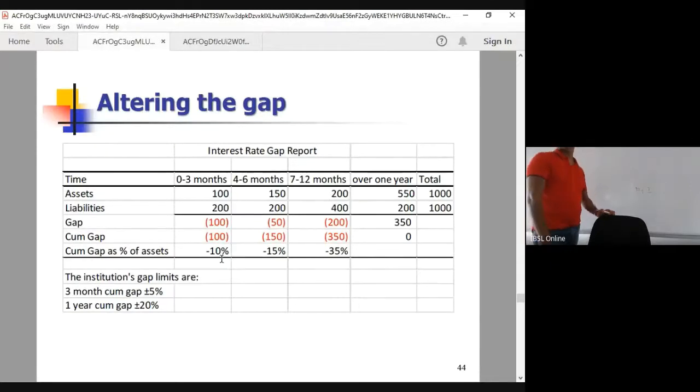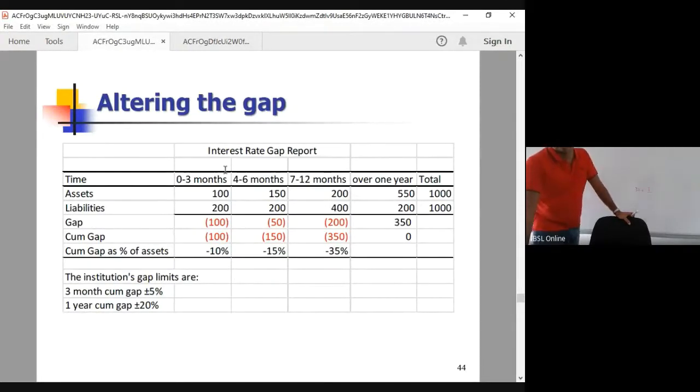Okay, that's simple enough. So the other one is about altering the gap. That's how you will slot it in based on your analysis. Now, altering the gap is nothing more than changing your report based on your changes in your assets, liabilities, and your interest rate. So in this example, you have your assets in the first row, liabilities in the second row, and then you have your gap based on your assets and liabilities, right? Then you have your cumulative gap, and then you have it as a percentage of total assets.